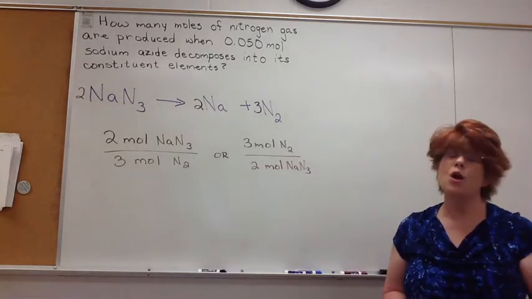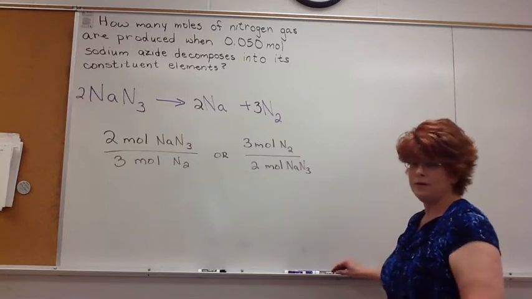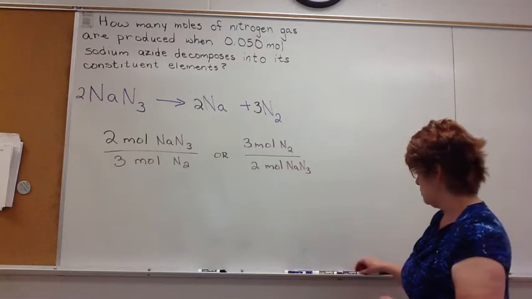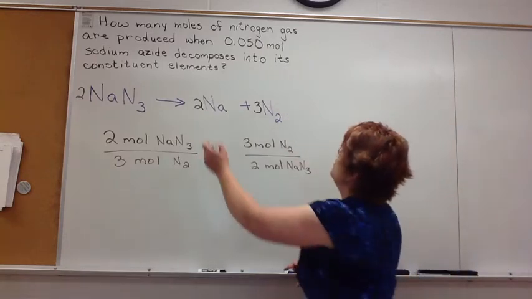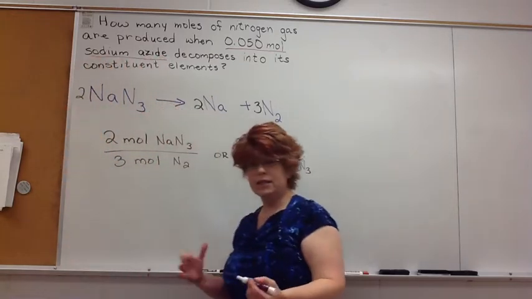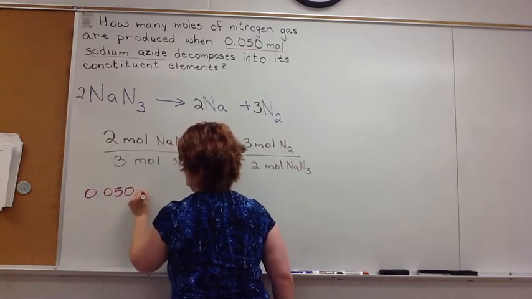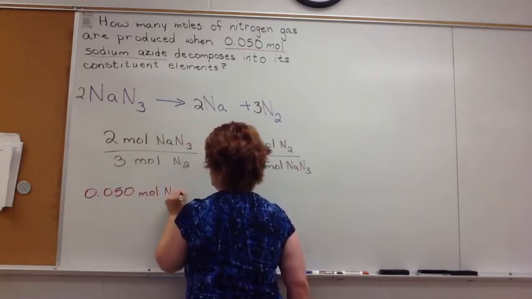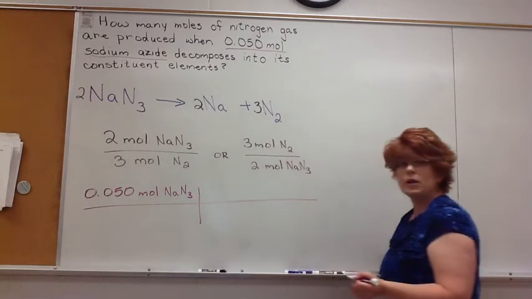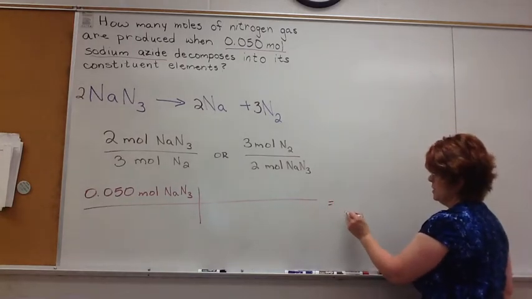Which one do you use? Well, your units will tell you in dimensional analysis. So you set up your problem and follow your units through, and then you'll know which of these conversion factors you need to use. So I am given 0.050 moles of sodium azide. That's the quantity that I'm given. So that's what I start with. And what I want at the end for my answer is moles of nitrogen gas. That's what it asks me to find.